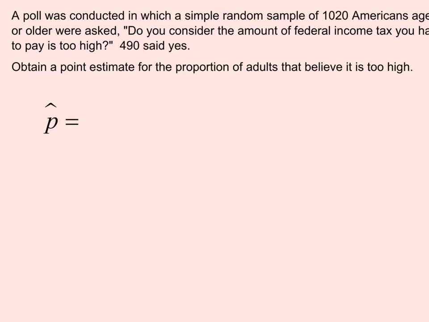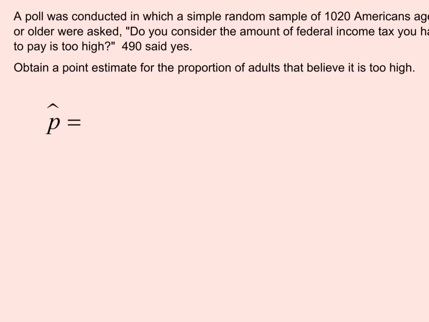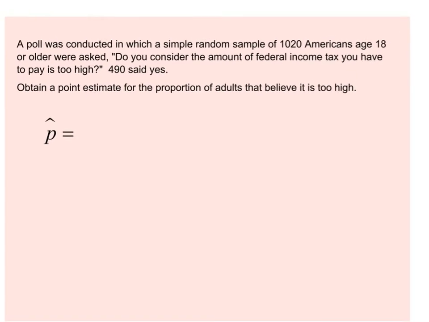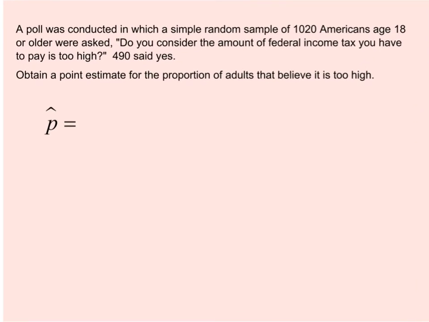So just a quick example here, we've got a poll was conducted in which a simple random sample of 1,020 Americans age 18 or older were asked, do you consider the amount of federal income tax you have to pay is too high? 490 said yes. So we've got 1,020, 490, obtain a point estimate, that's the new definition, for the proportion of adults who believe it is too high.